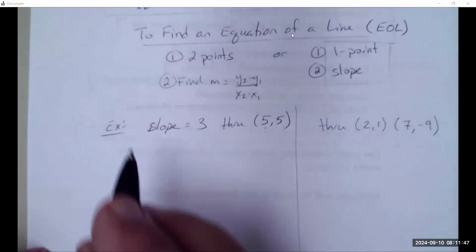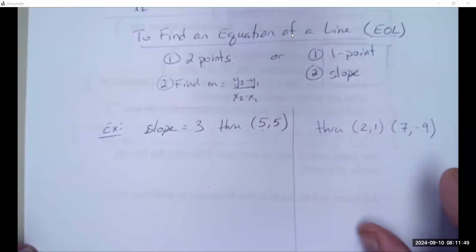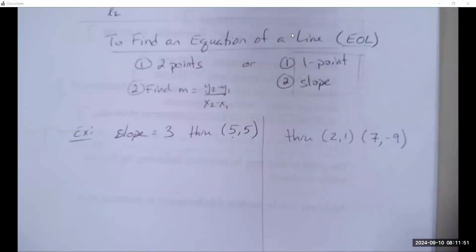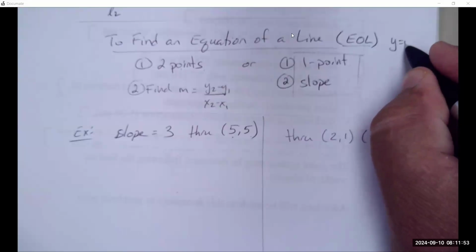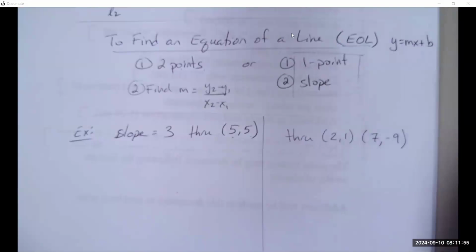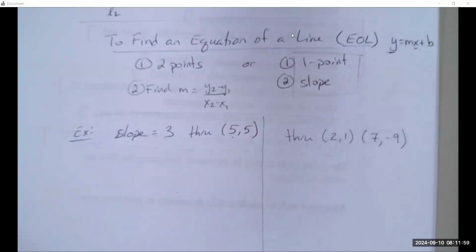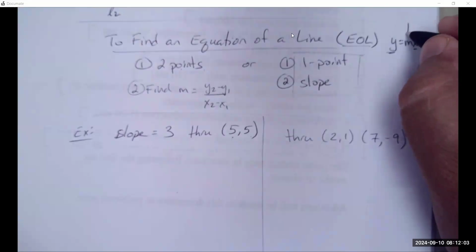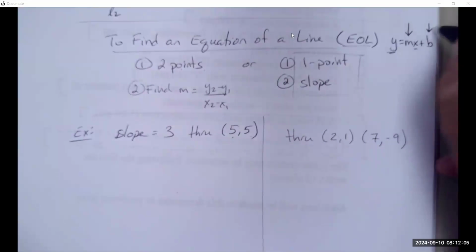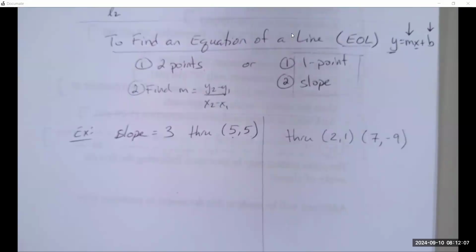Why did he say that? Because when I say equation of line, what form is that? y equals mx plus b. The y and the x have to remain in the equation. The only variables that change are the slope and the y-intercept. So that's what, yeah. Now I see what you're saying. Yes.